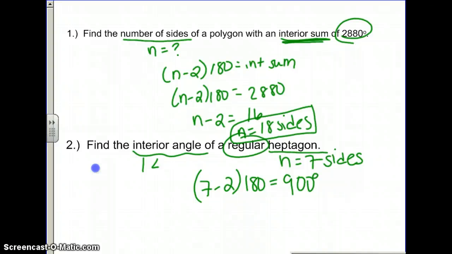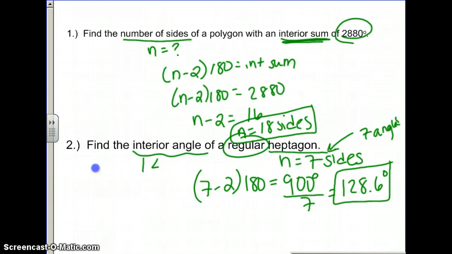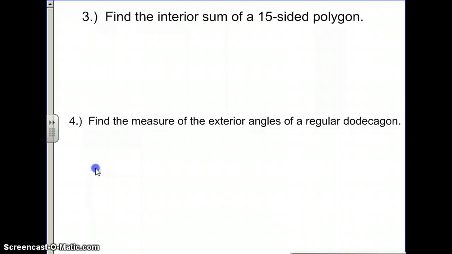Now, earlier I said we'd come back to the idea of something being regular. If something's regular, that means all of the angles and all of the sides are the same. They're congruent. So if we want to figure out one angle, we know since there are 7 sides, there should be 7 angles. So we take all of the angles added together divided by 7. Now, this is an ugly number, but each angle is approximately 128.6 degrees. Divide the whole sum by the number of angles, 7. Okay, go to the next slide.